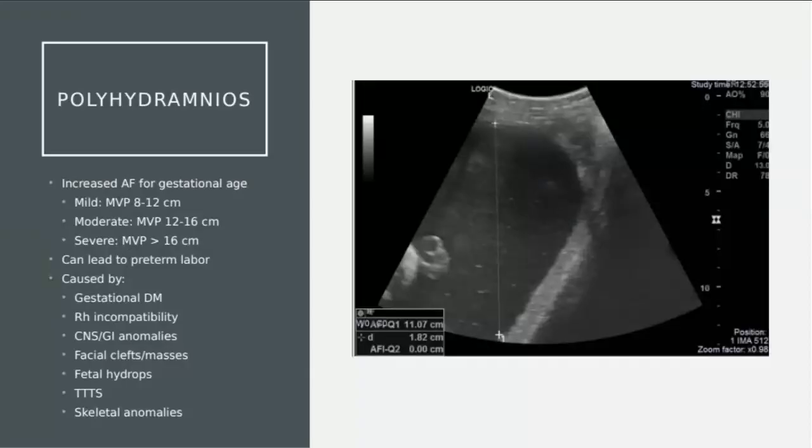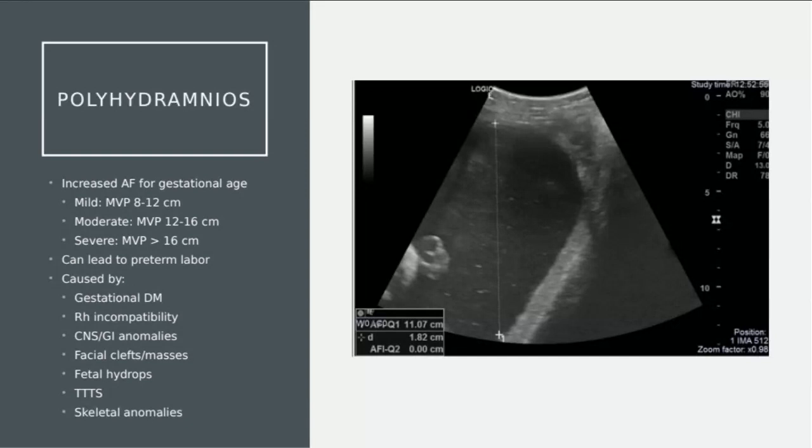So what happens if we have too much fluid or not enough fluid? That's when we get into polyhydramnios or oligohydramnios. If we see way too much fluid, or we see one pocket that's massive, like this one right here, they just did an MVP and they got 11 centimeters. That's really big. We just said that it should be 2 to 8. So this baby has poly.